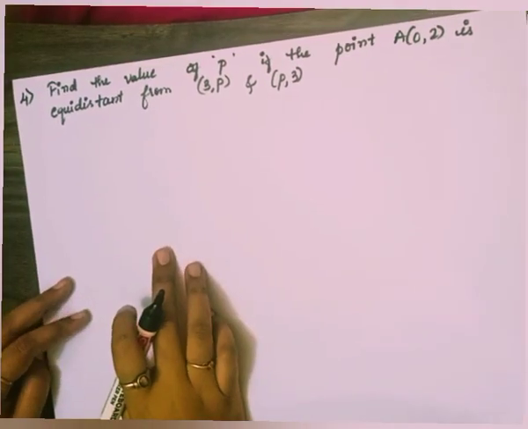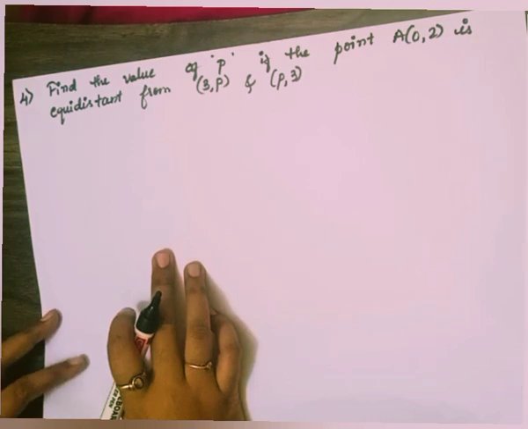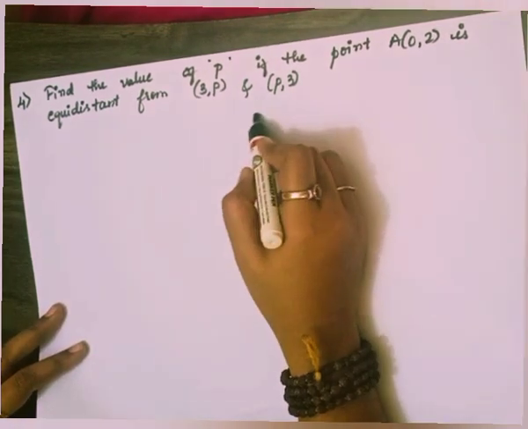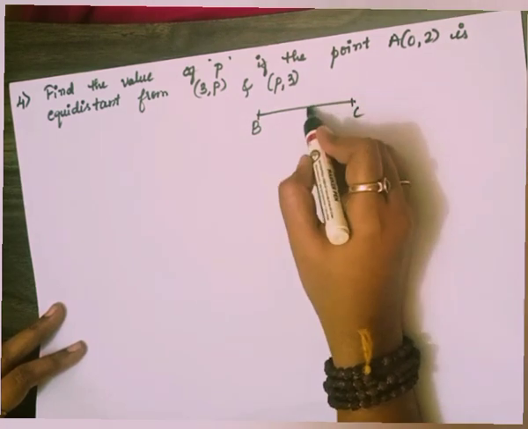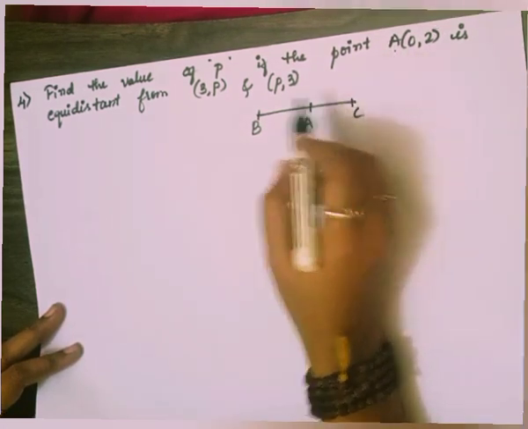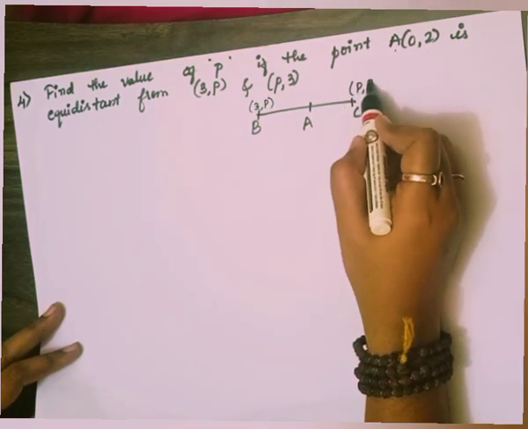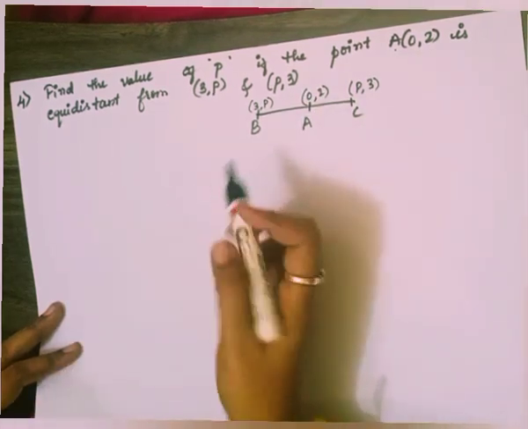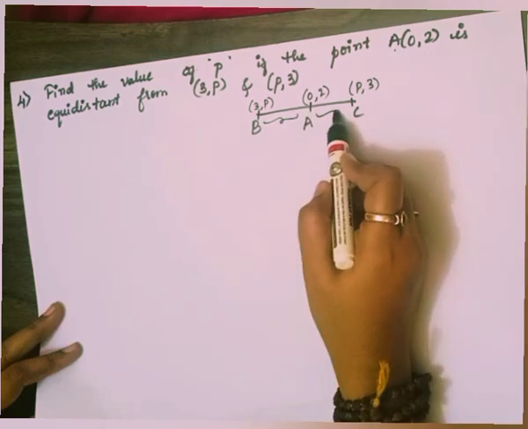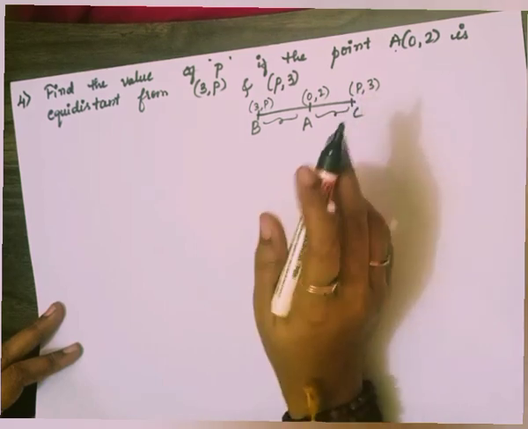Fourth question, find the value of p if the point A of 0, 2 is equidistant from 3, p and p, 3. They said we have a line. So this one I'll mention as B and this one I'll mention as C, and we have a middle, that is A. Now this is 3 comma P, this is P comma 3, and this is equally cut by 0 comma 2. That means this line will be equal to this line. Now we need to find out the value, that means the P value we need to find out.